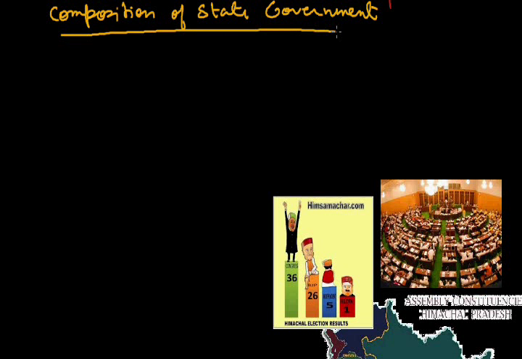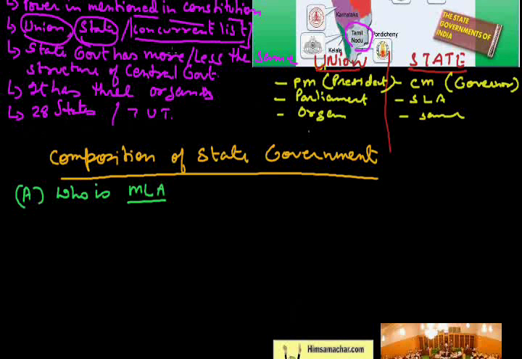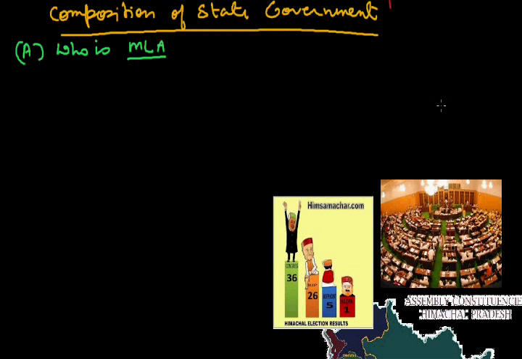The composition of the state government. Who is an MLA? MLA is a member of the legislative assembly. Just as there is a parliament and the members of parliament are known as MPs, similarly the members of the state legislative assemblies are known as MLAs, that is, members of the legislative assembly of that particular state. When they are elected and gathered in a state legislative assembly, they form a government.